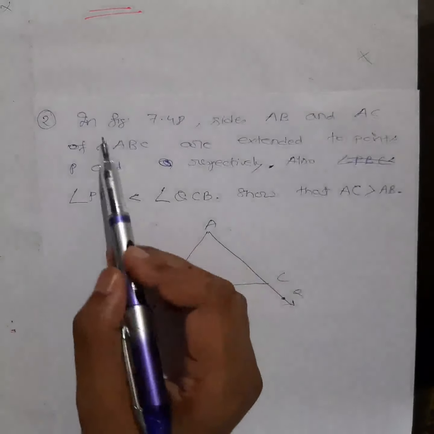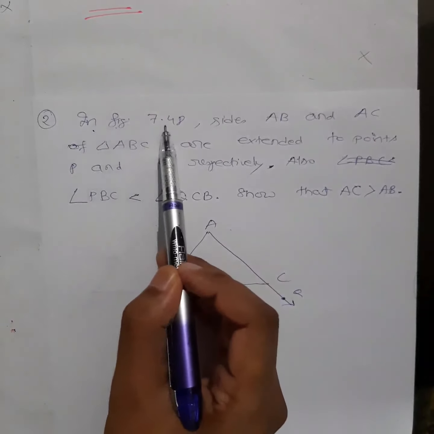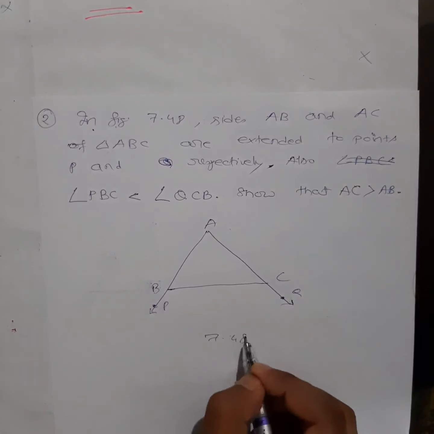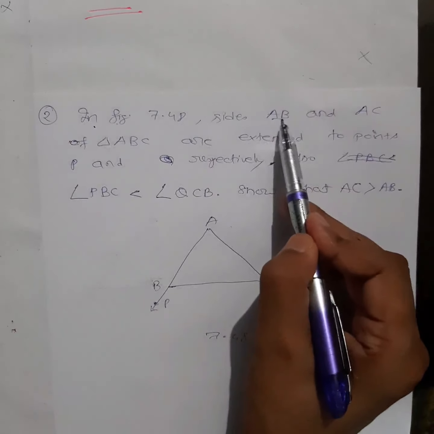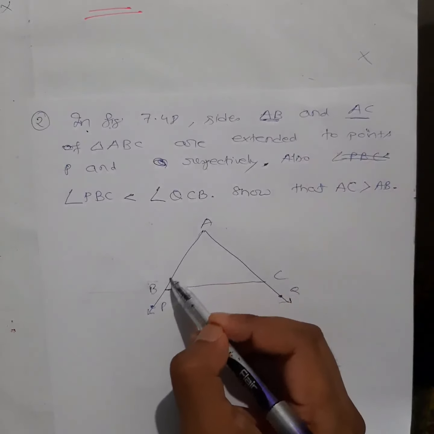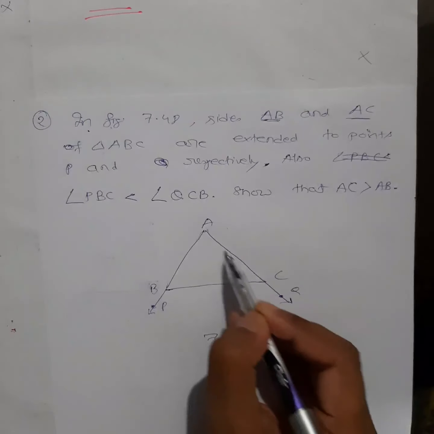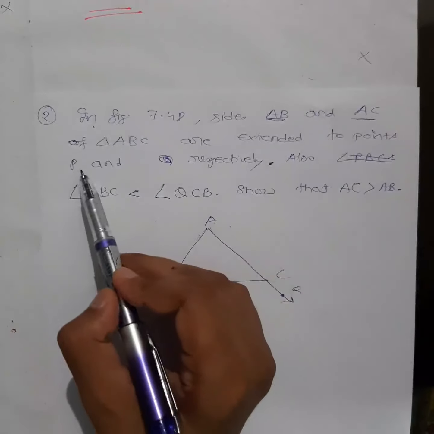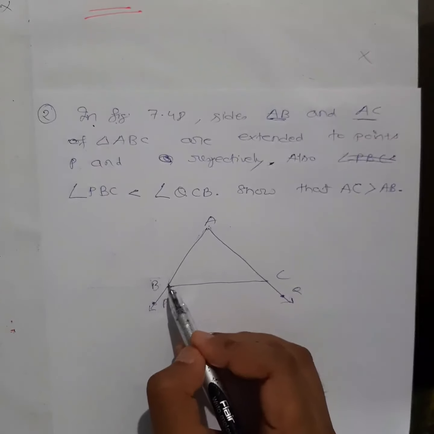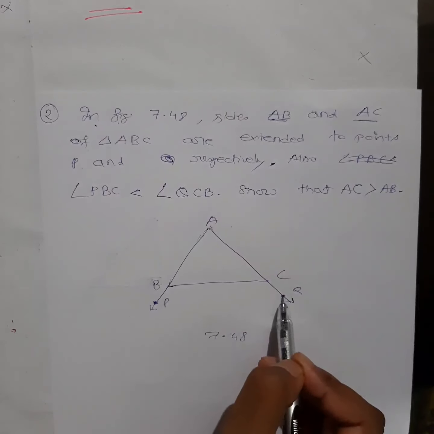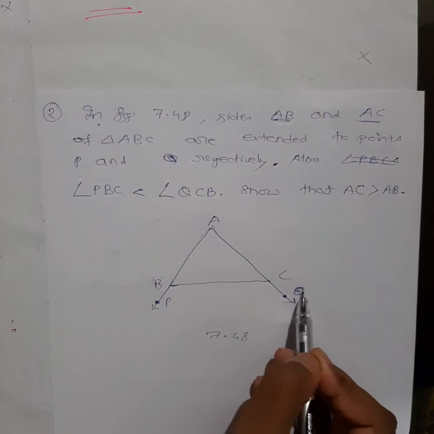Next, question number 2. What it says in figure 7.48: sides AB and AC. Now which one is AB? These two sides AB and AC of triangle ABC are extended to points P and Q. So AB is extended to point P, AC is extended to point Q. So this is your Q.